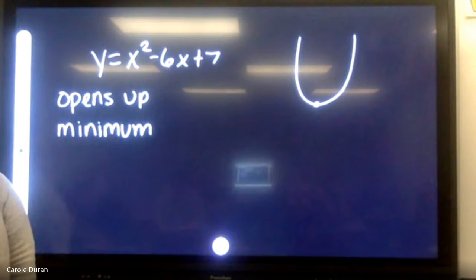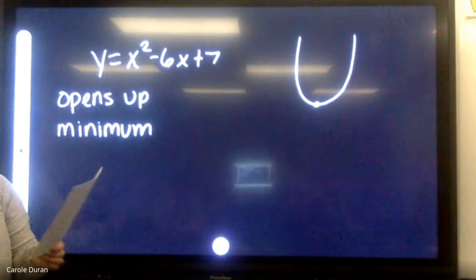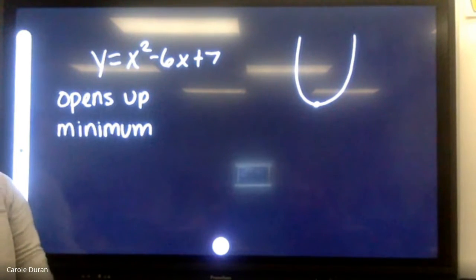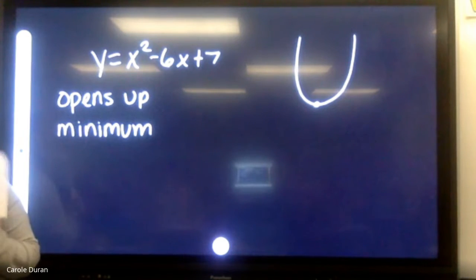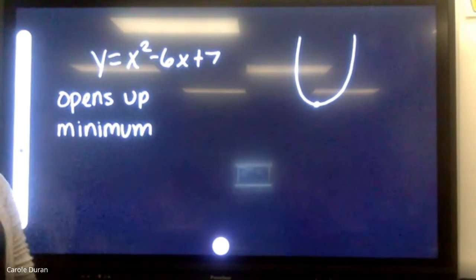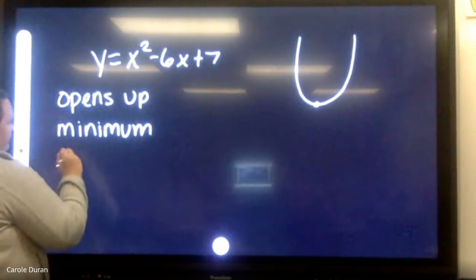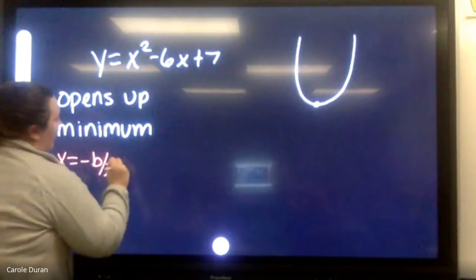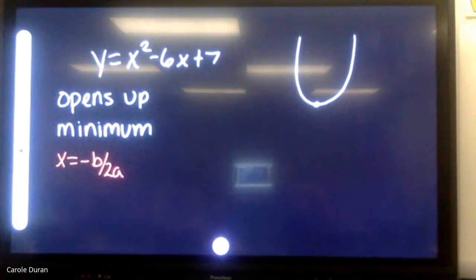Okay, we can put it in vertex form, or we could do what? You have to find the axis of symmetry before that. How do I find the axis of symmetry? Opposite of b over 2a. X equals negative b over 2a. This will help me find the axis of symmetry, which coincidentally is the x coordinate of my vertex and is the x coordinate where the minimum occurs.